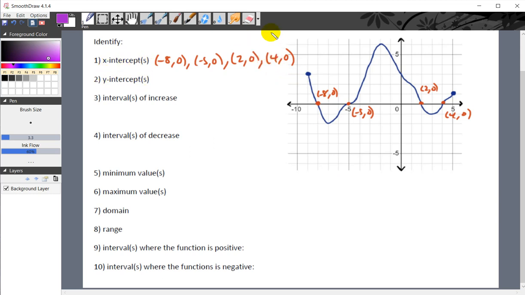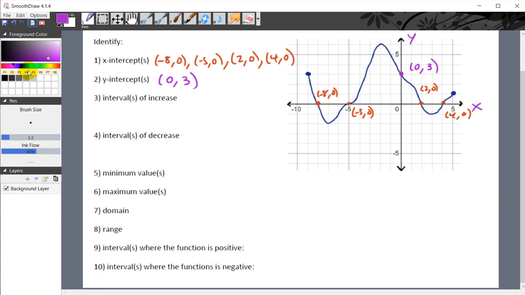Y-intercepts are basically where the graph crosses the y-axis. Okay, so we say here this is the x-axis, this is the y-axis. So it looks like the graph is going to cross here. That coordinate is going to be, looks like 0, 3. So that's our y-intercept, 0, 3.